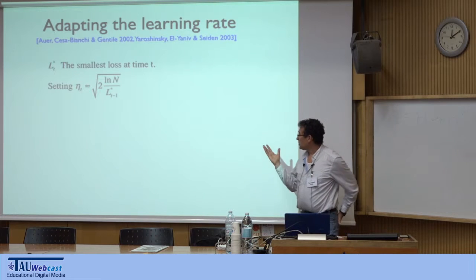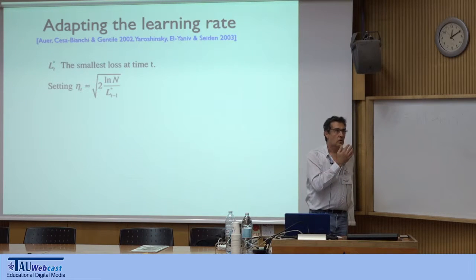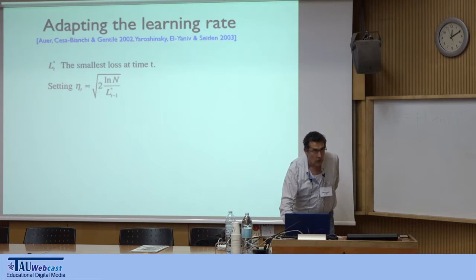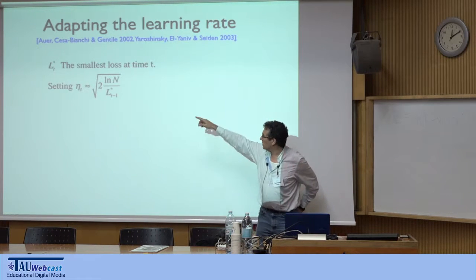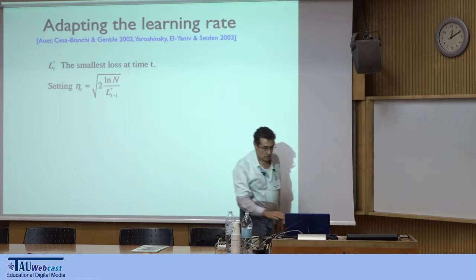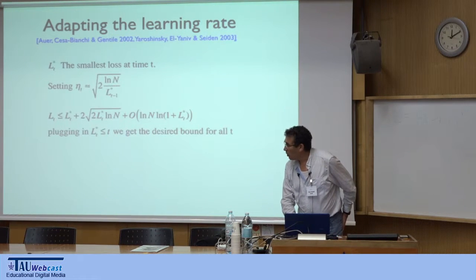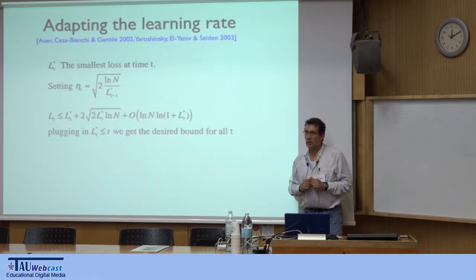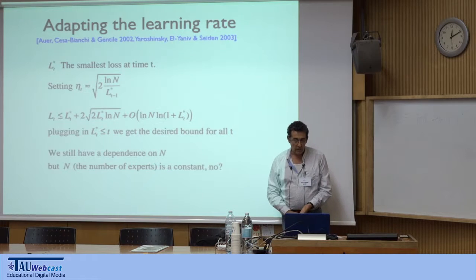So there is work that shows basically, okay, let's suppose that we don't know t in advance, or we don't know the cumulative loss in advance. So what we're going to do is set the learning rate according to the total loss of the best expert at time t minus 1. Okay, so using that, you can get the desired bound for all t. So you can get the bound where you don't need to know t in advance. Slightly worse constants. But there is still a dependence on n.